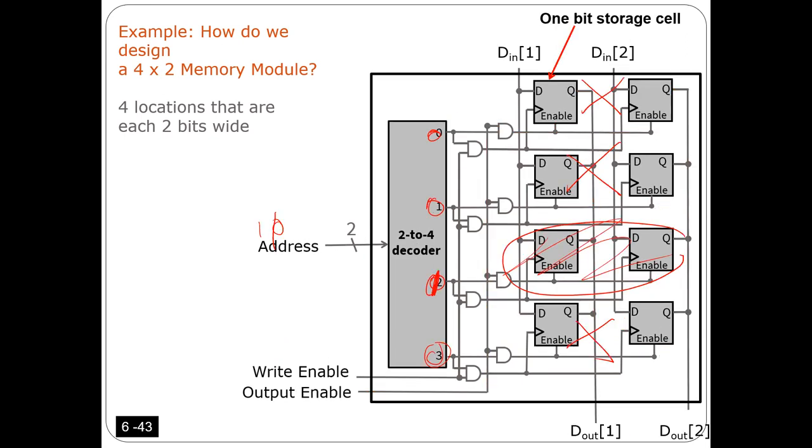So you can see here, this is one location in memory. It has two bits. Every bit is stored in a flip-flop this way. Okay? So you can see, I'm going to tell you the main idea before we proceed.